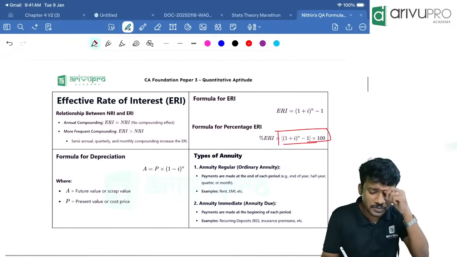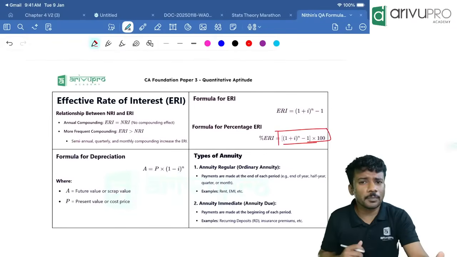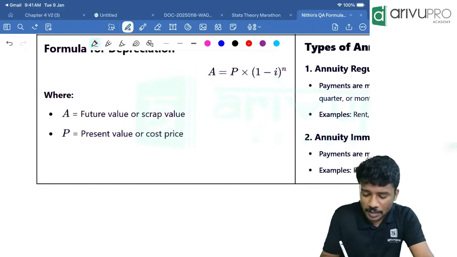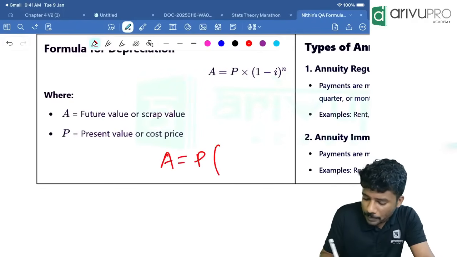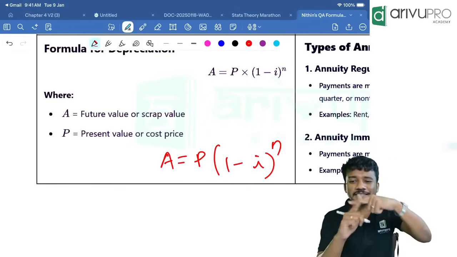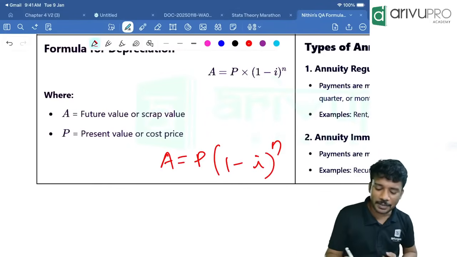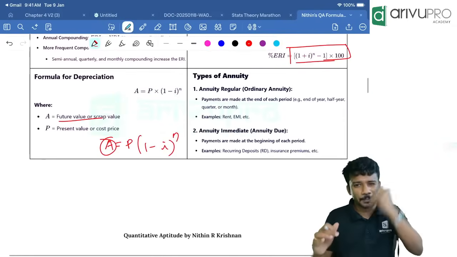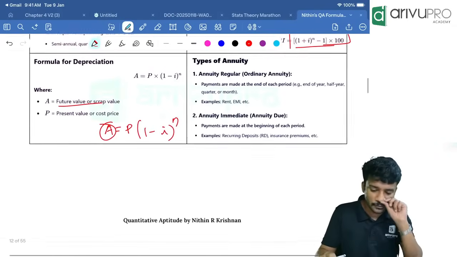Next one, depreciation. Depreciation is the opposite of compounding, or the opposite of appreciation. That means instead of a plus sign, the scrap value will become P into (1 minus I) the whole power n. A minus sign will be there instead of the plus sign, and A is called the future value or the scrap value. P is the present value or the cost price of the machine.